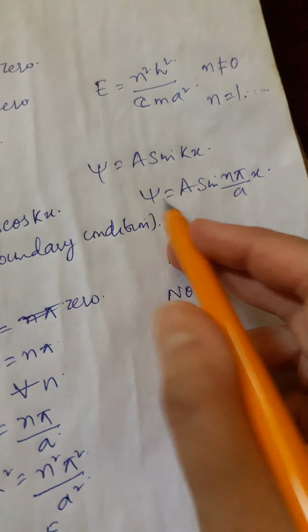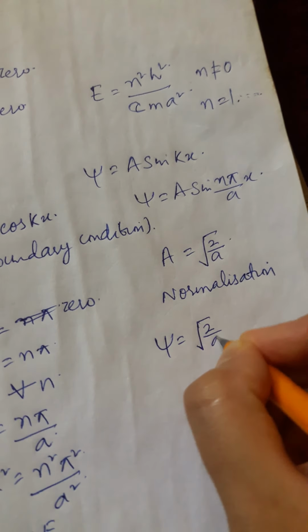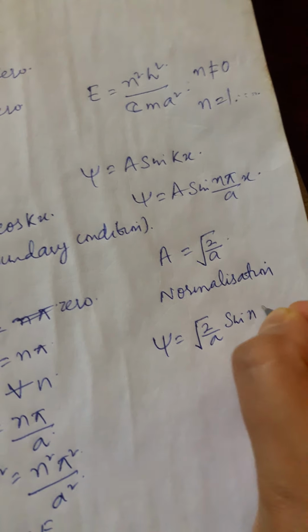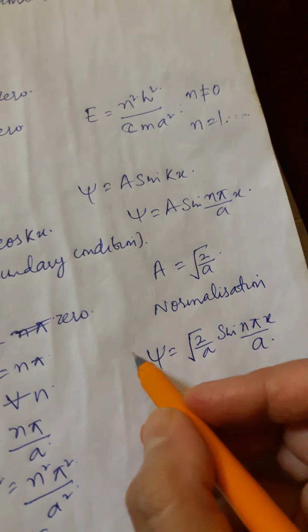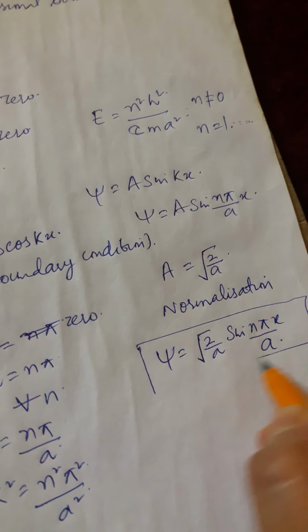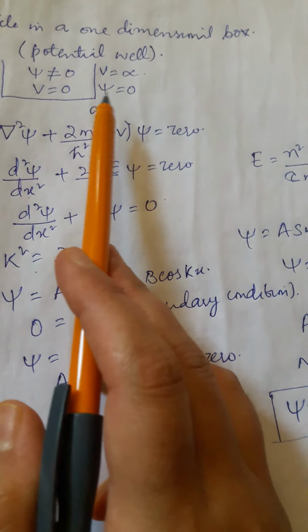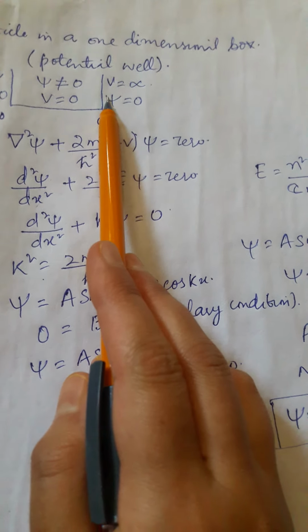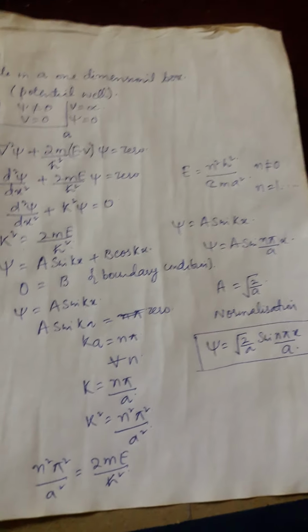Now, if you put it back, psi is equal to under root 2 by a sin of n pi x by a. This is the final value of the wave function for a particle in a one-dimensional box or a particle in a potential well with infinitely high walls at the end. So that gives the complete description of the same.